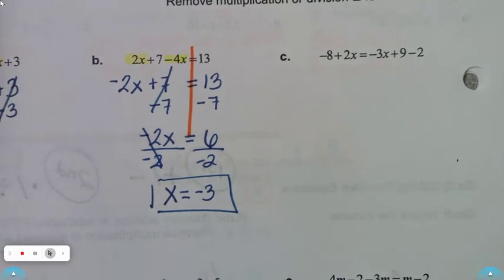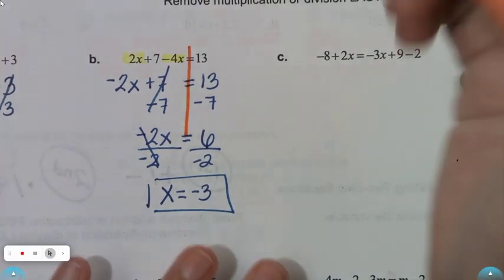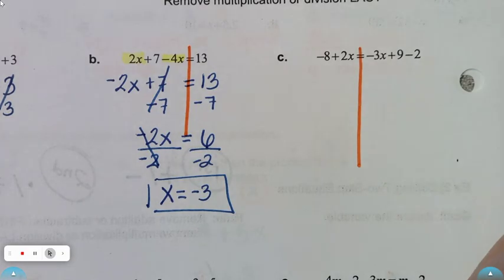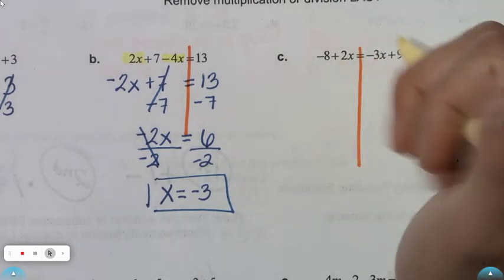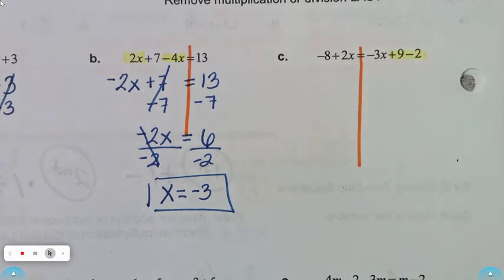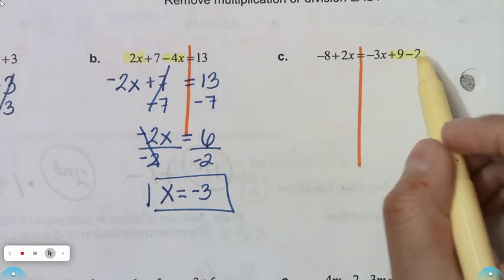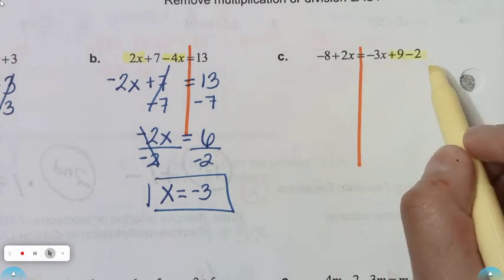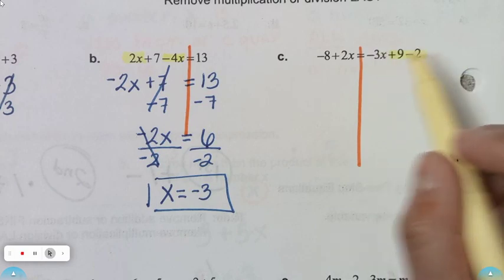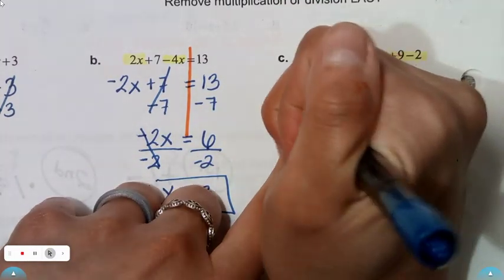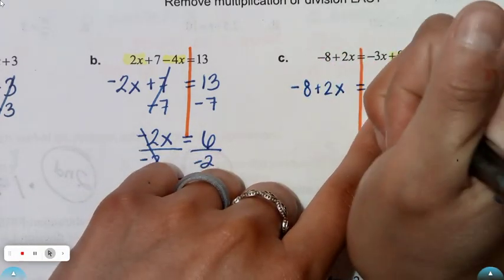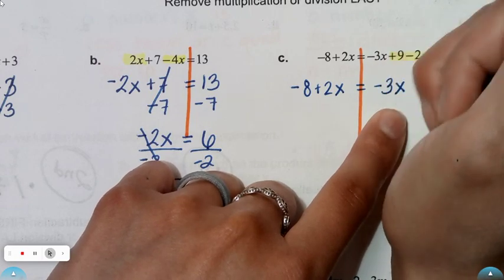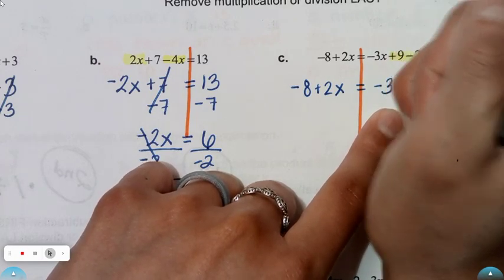All right, I'm going to move on to letter C. So I'm going to draw my line through my equal sign. On the left, there's nothing that I can combine. But on the right, I do have this positive 9 minus 2. I want to always do the operation of the second thing. So the left will stay the same. The right, I still have that negative 3x, and positive 9 minus 2 is positive 7.